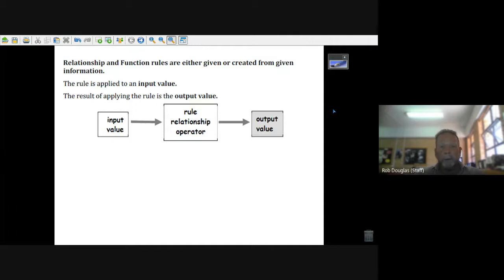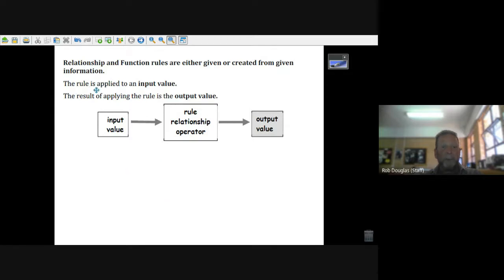Okay, we're going to look at flowcharts and functions. This video goes with a worksheet that you can use. The relationship and function rules are created from given information.